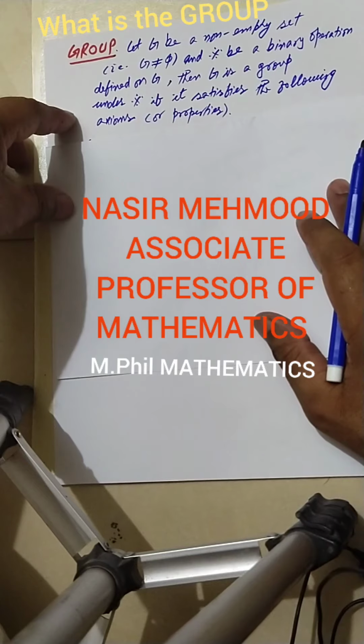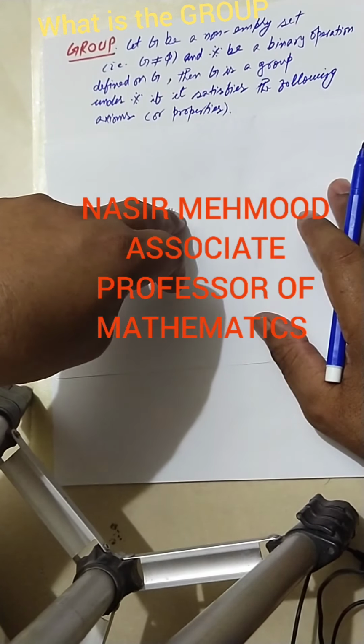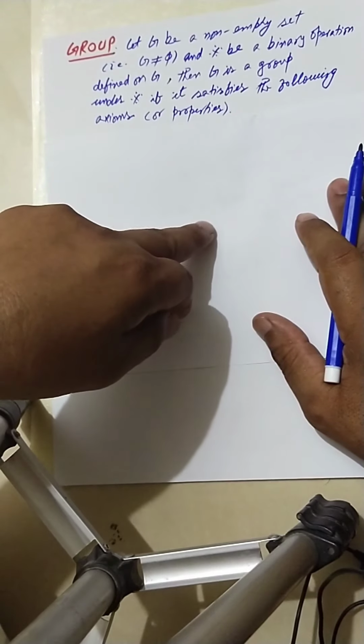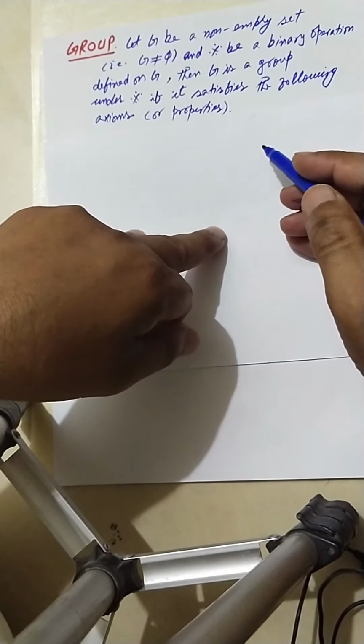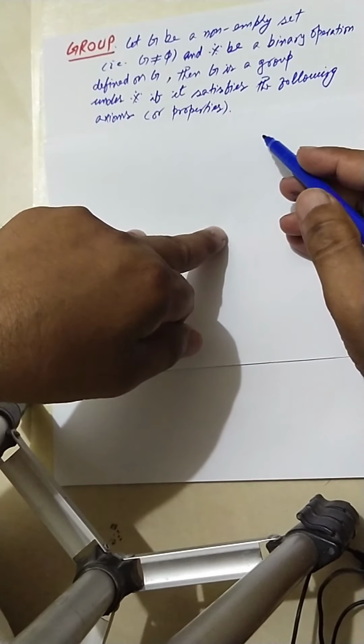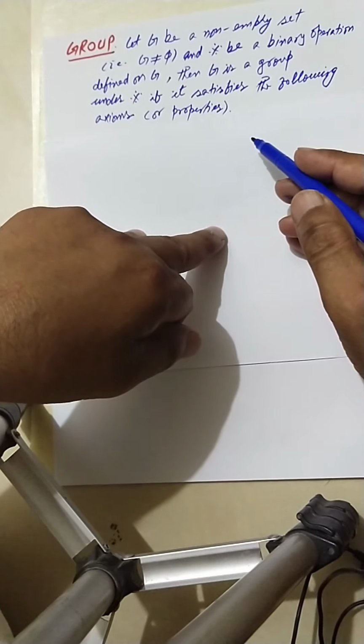Today we are going to define what a group is. We try to understand group. Before discussing the group, please understand what a binary operation is. Watch my previous lecture on binary operation.